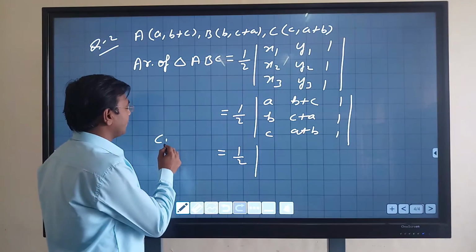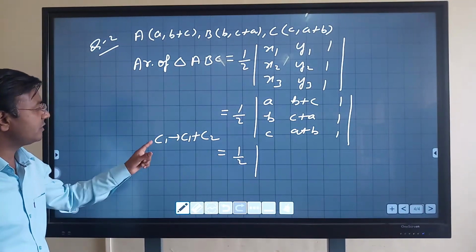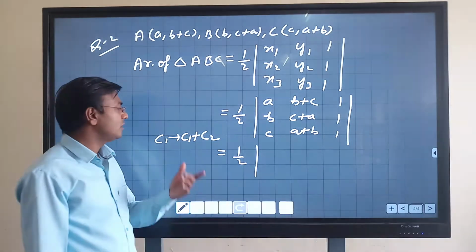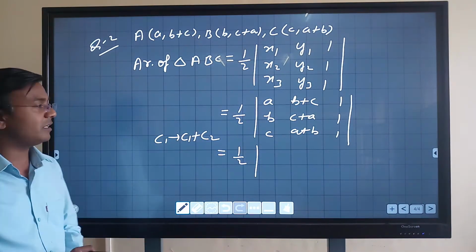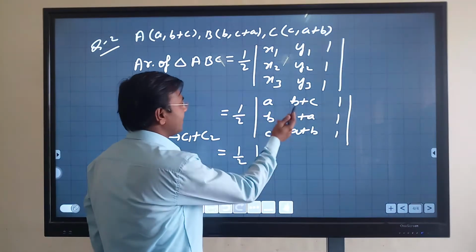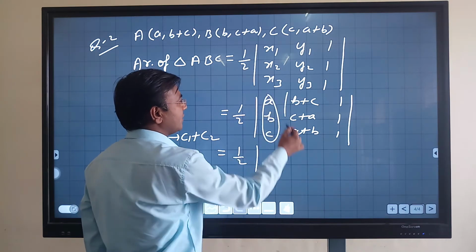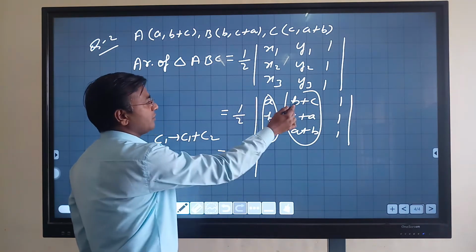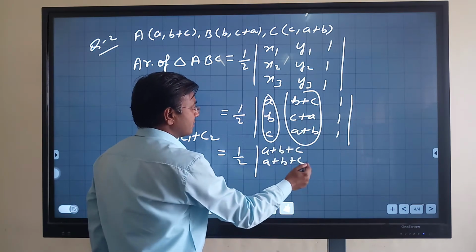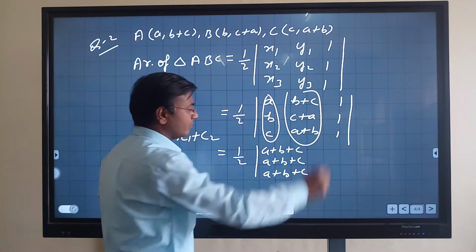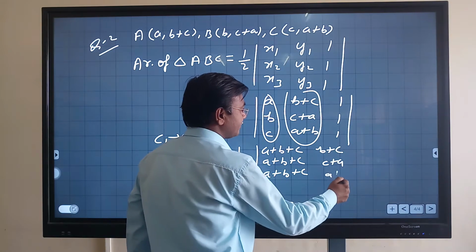Okay, so which property am I going to use? We are using C1 goes to C1 plus C2, because under the properties there are 6 properties and this is one of them, that is property number 6, that we can add any 2 columns or rows. So if we add, this is C1 and this one is C2. So C1 goes to C1 plus C2. So we will get A plus B plus C. Similarly again A plus B plus C. And C2 remains as it is.